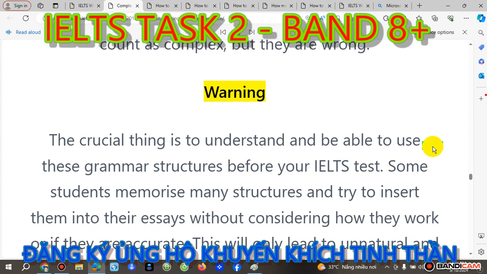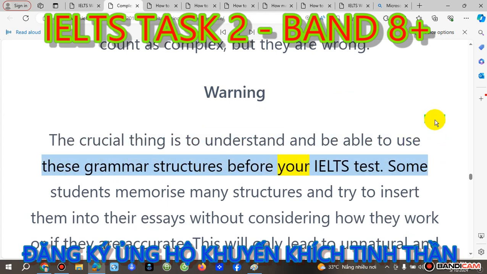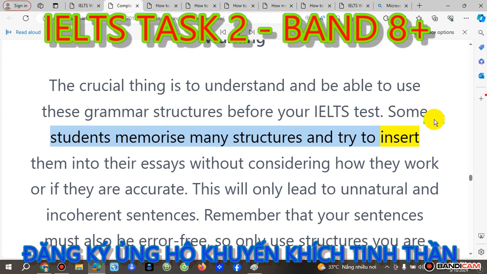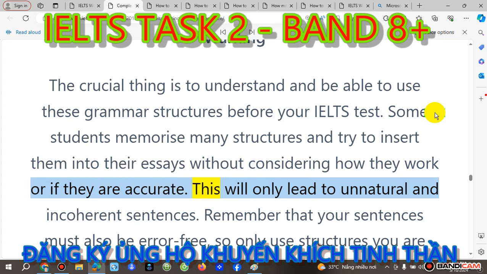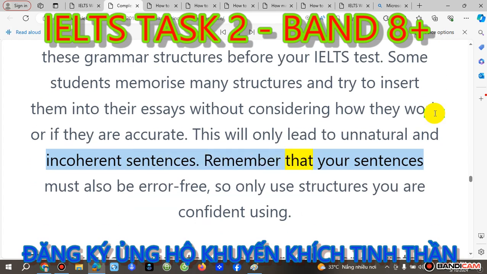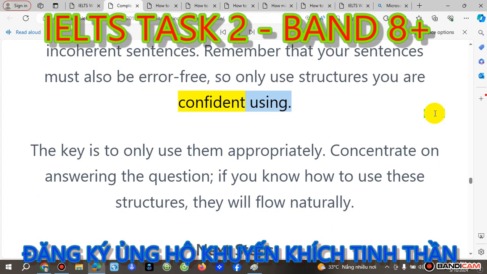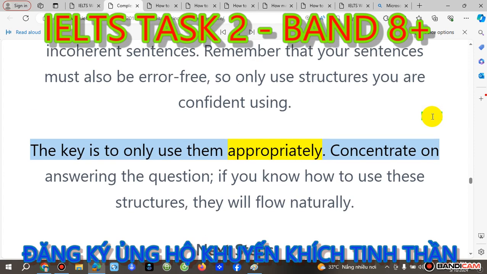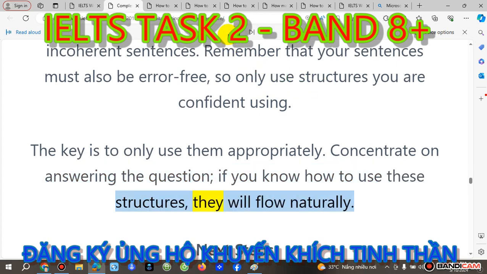Warning. The crucial thing is to understand and be able to use these grammar structures before your IELTS test. Some students memorize many structures and try to insert them into their essays without considering how they work or if they are accurate. This will only lead to unnatural and incoherent sentences. Remember that your sentences must also be error-free, so only use structures you are confident using. The key is to only use them appropriately. Concentrate on answering the question. If you know how to use these structures, they will flow naturally.